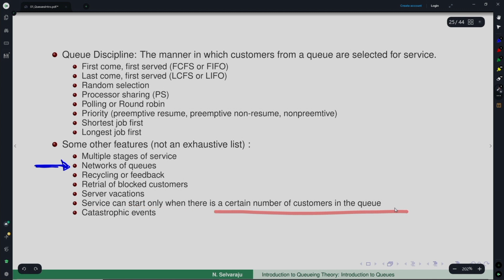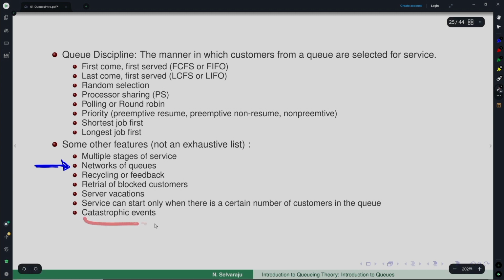Now, another phenomenon could be that service can only start when there is a certain number of customers in the queue, right. Maybe because the server needs some setup time, a setup cost is involved, like when you are starting the server. So, you want some customers to accumulate before you start the service for the customers who are already waiting. This could be based on the number of customers, meaning unless there are 5 customers I am not going to start serving, or there is a time, maybe I will wait for half an hour and then serve whoever comes, or it could be a hybrid of both and so on, right.